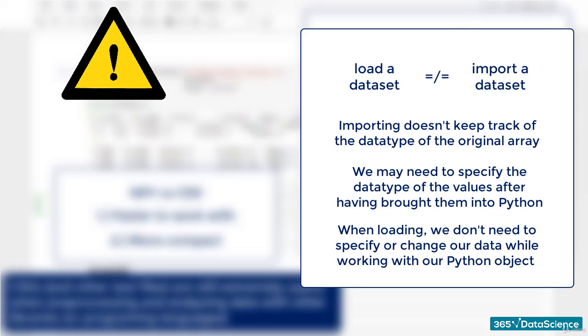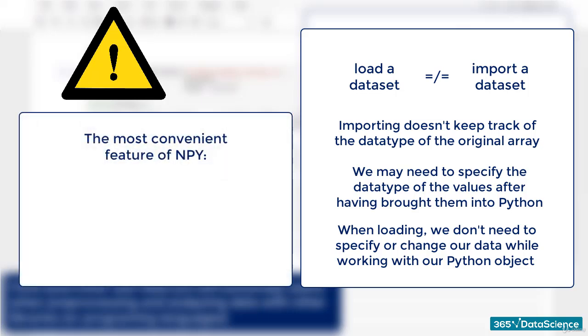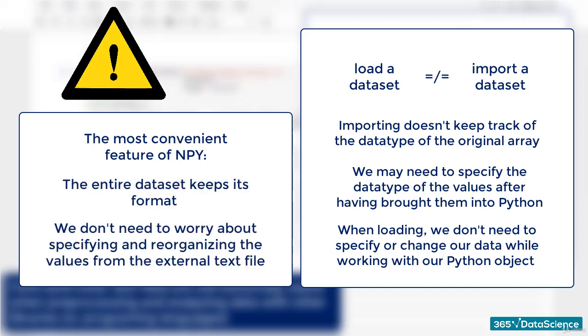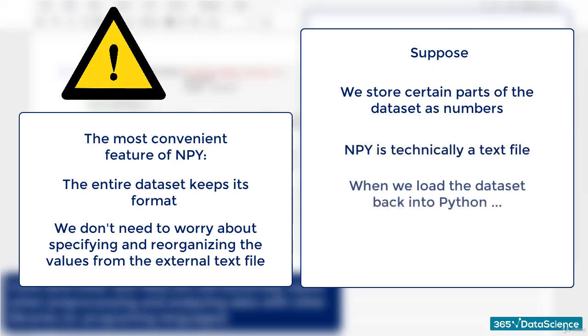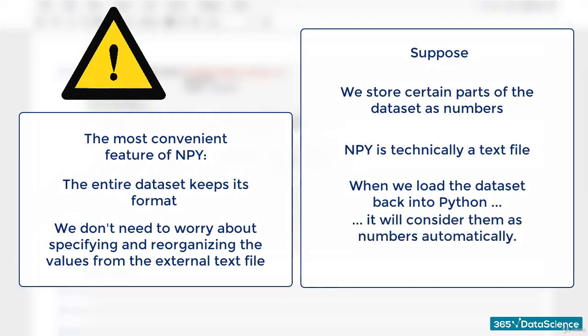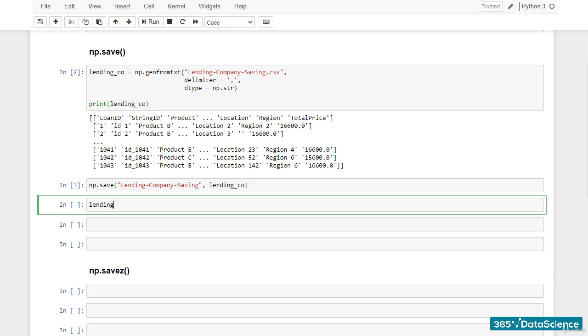The relevant Python tool will have taken care of this and brought the dataset into a state we can directly work on. That's why, in my opinion, the most convenient feature of npy files is that since they are native to NumPy, the entire dataset keeps its format. So, we don't need to worry about specifying and reorganizing the values from the external text file. For example, say we store certain parts of the dataset as numbers. Even though npy is technically a text file, when we load the dataset back into Python, it will consider them as numbers automatically. To showcase what we mean, let's boot up the npy file we just recorded. We can call the np.load function and in parentheses, write the name of the file, extension included, surrounded by quotation marks.